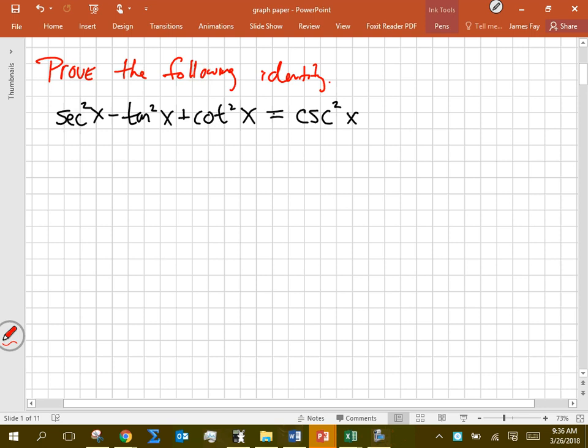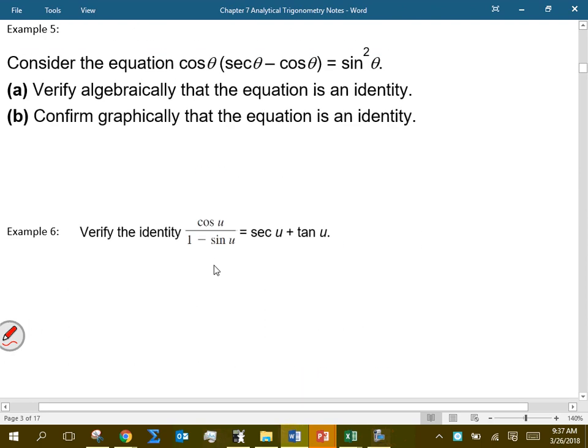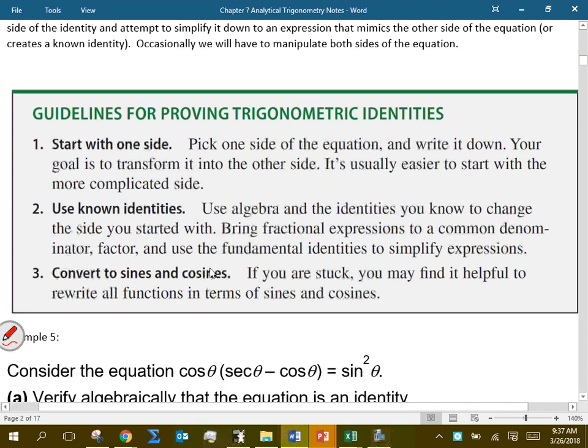To give you some examples of what I'm talking about here, before I give you examples, I'll give you some guidelines to help you prove trigonometric identities. Now, these are just guidelines, and guidelines can be broken. They're not written in stone. Don't always follow them to a T. But for the most part, I think the ones that you're going to see right now are probably going to be sufficient.